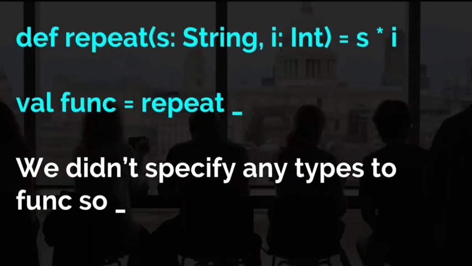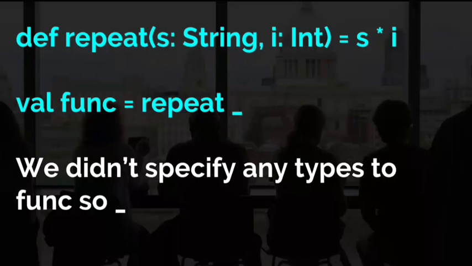It's a little tricky, but in general you can think of a method as something that belongs to an object, and a function as something that belongs to itself. It's just a function. It doesn't need to belong to an object. So we write here val func equals repeat and underscore. Why underscore? Because we don't really supply the types, and because this is the syntax to assign the method repeat to the function.